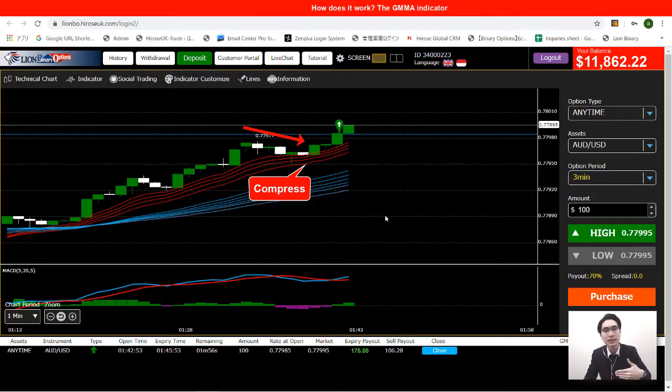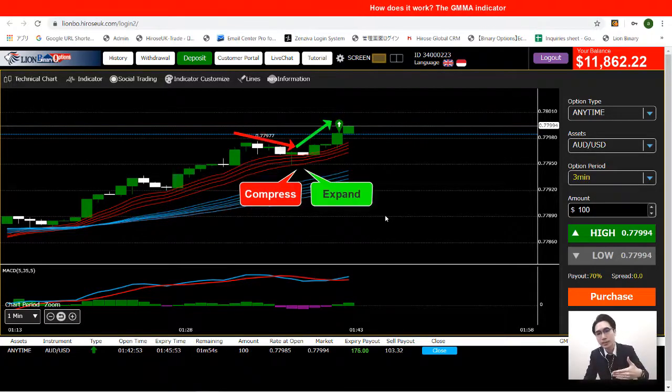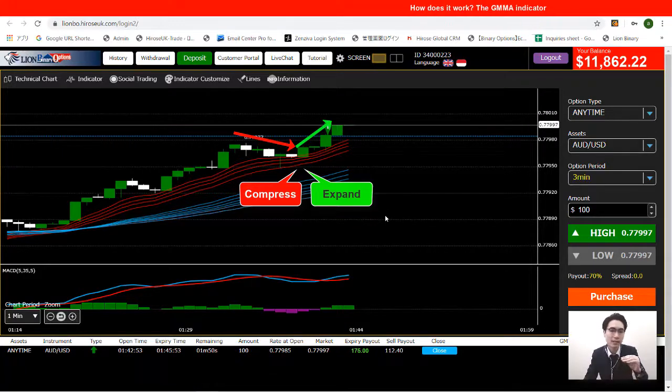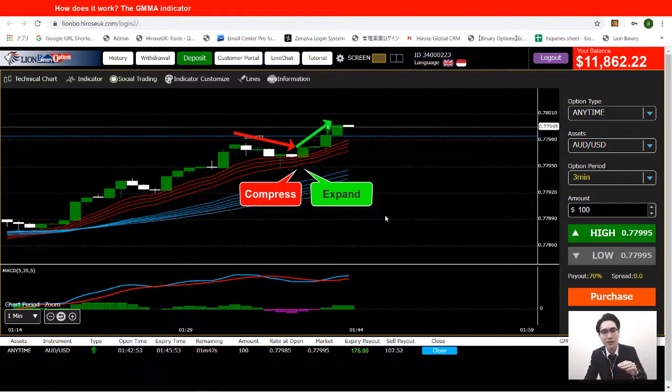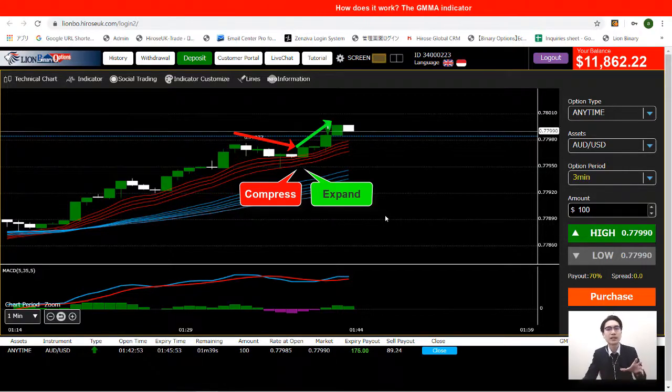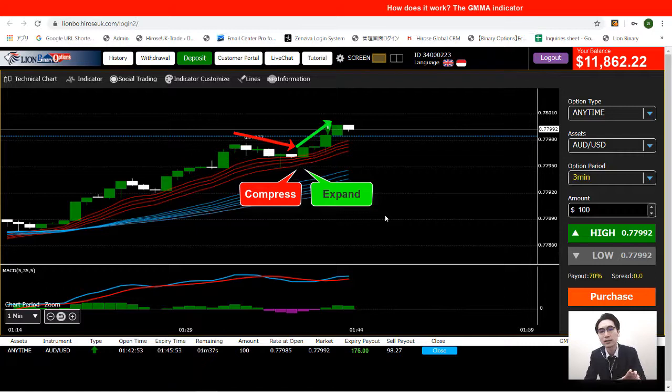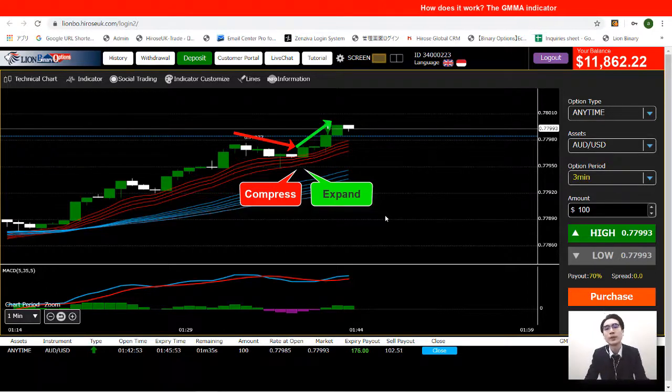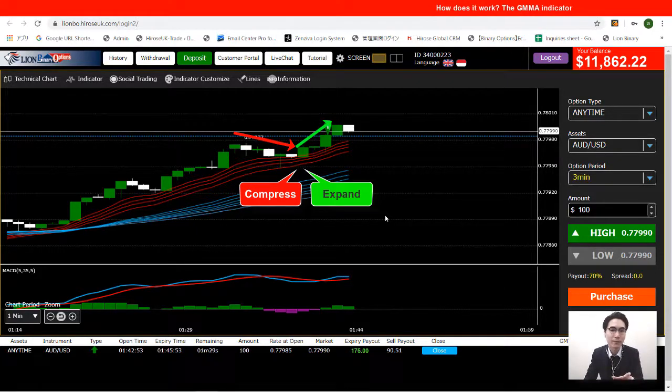When the retracement happens, so when the price heads back to the trend direction, the compression starts to expand. That is actually the moment that we are waiting for. So we need to wait until the compression starts to expand. That's the moment we aim for when using the GMMA.